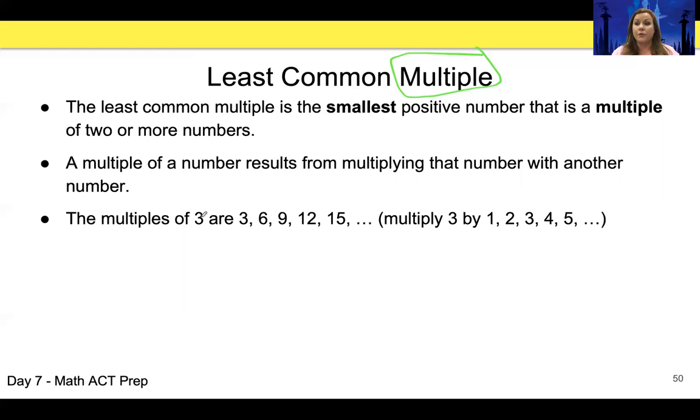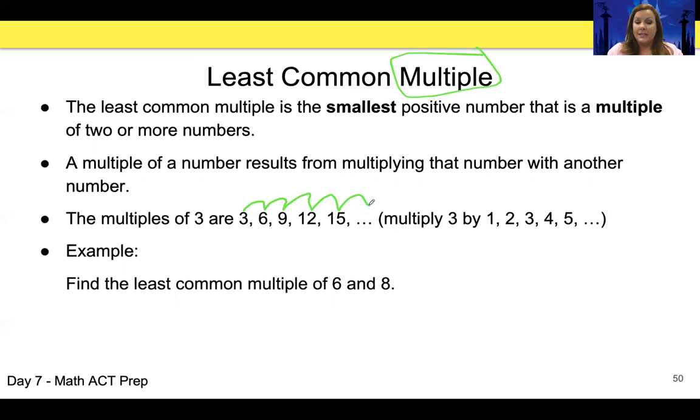Look at 3 here. The multiples of 3 are 3 times 1 is 3. 3 times 2 is 6. 3 times 3 is 9. 3 times 4 is 12. 3 times 5, 15. 3 times 6, 18. And we can keep going. Those are multiples. So unlike factors, factors will be either the number itself or lower. Multiples are going to be the number itself and higher.